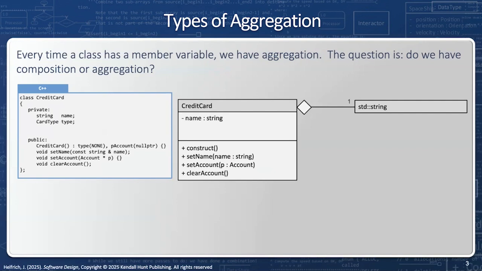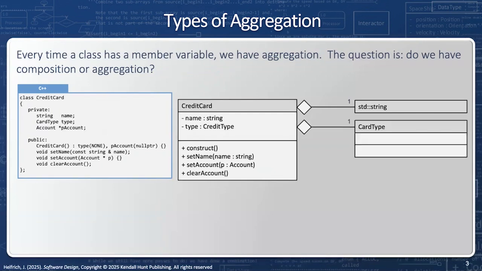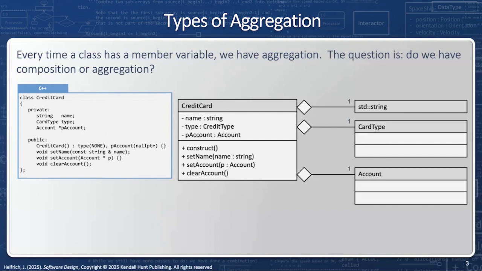We're also going to have a type, which is a credit card type. And once again, we have aggregation of one. And then we have a pointer to an account, and that's going to have one as well. By convention, if we're referencing a built-in type or type from a standard library, we don't include that in our aggregation. Now notice, credit card type and account type, they're different.